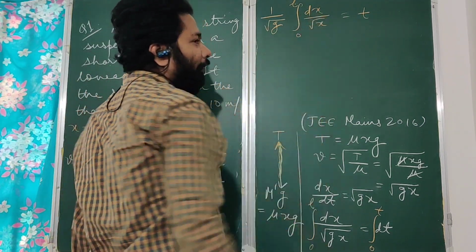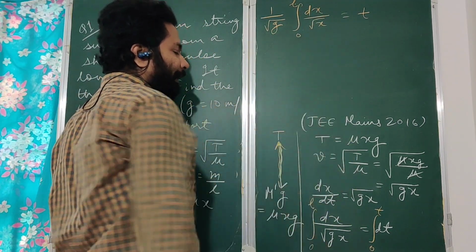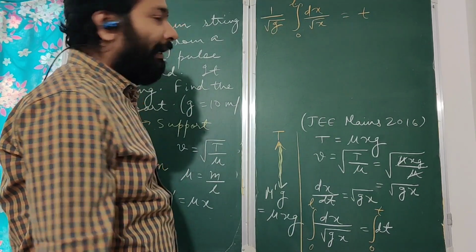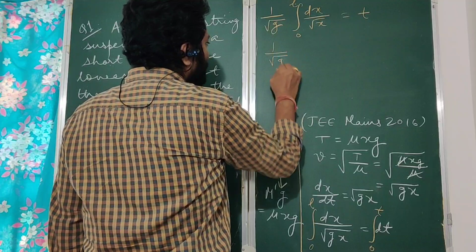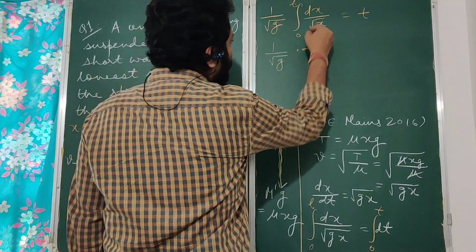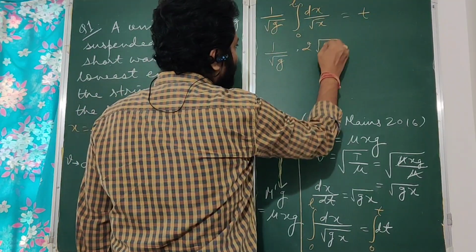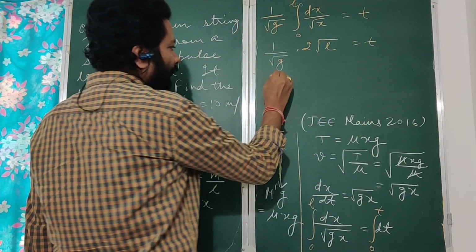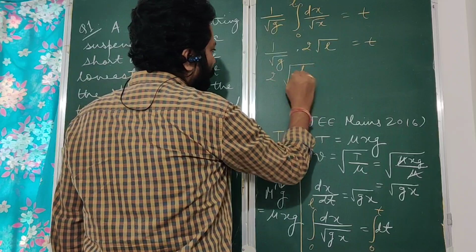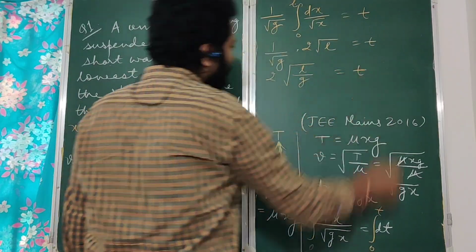So it is x to the power of minus half. Integration will become x to the power of minus half plus 1 by minus half plus 1. So we can write this as 1 by root g into twice of root x. Substitute the limits. So it will be twice of root L, and that will be equal to t. So we can write it as 2 root of L by g, and that is equal to t.